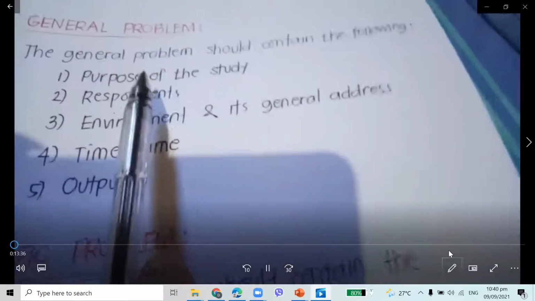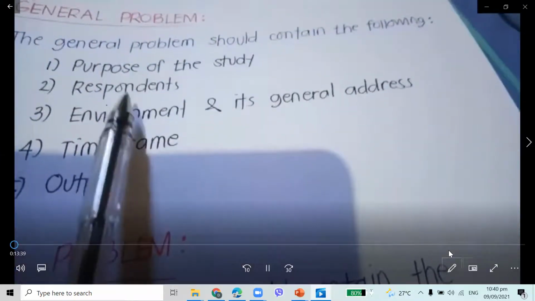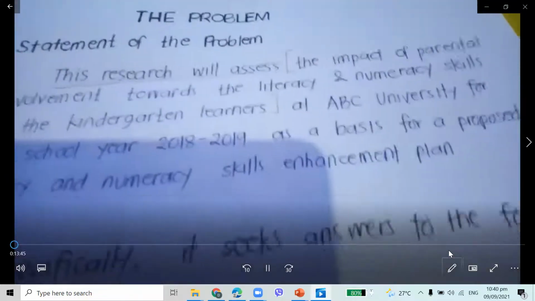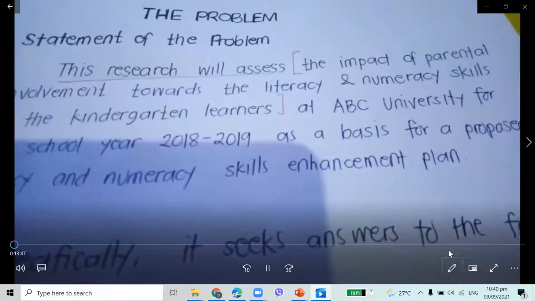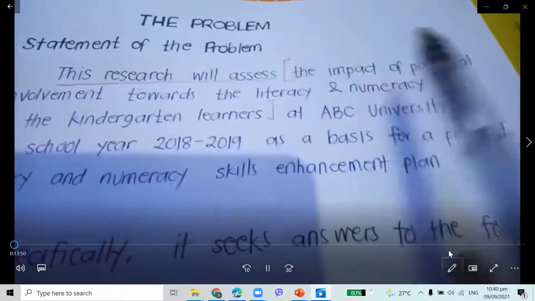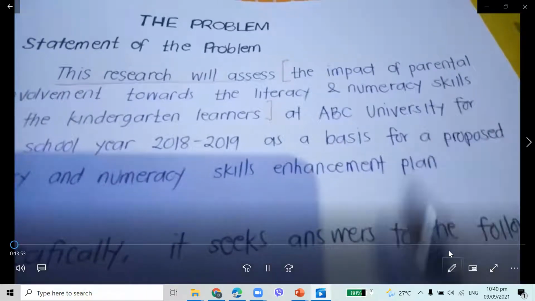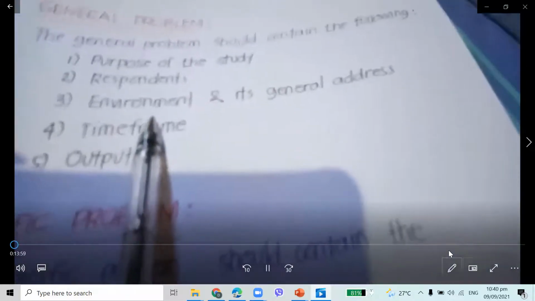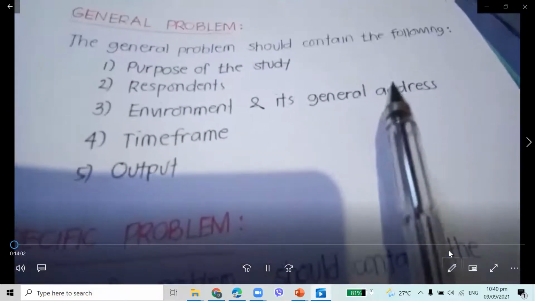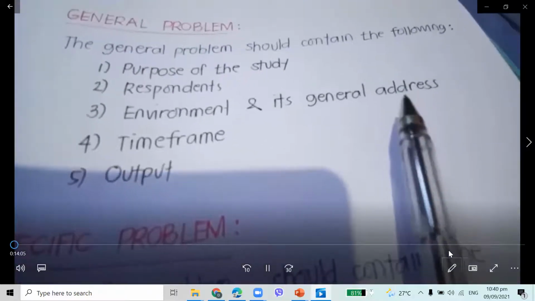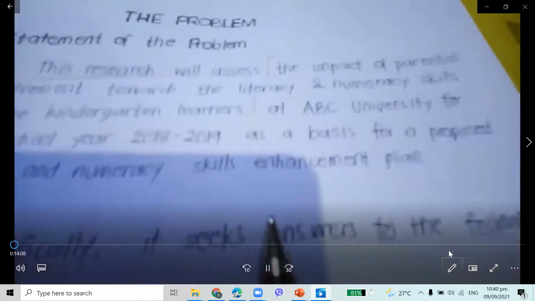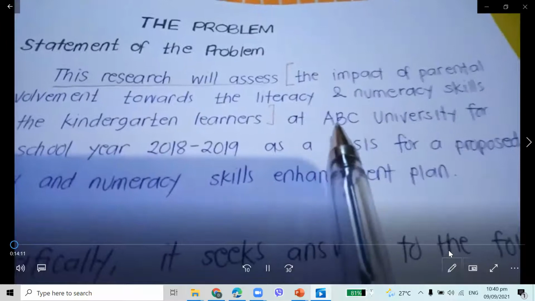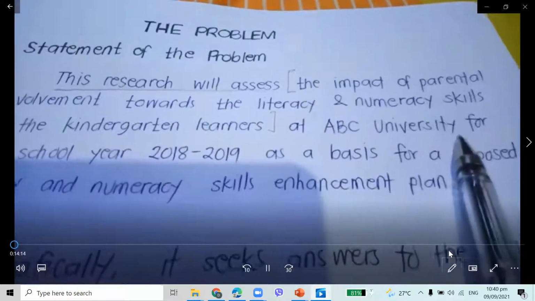And second, our general statement of the problem should contain the respondent. In this case, as you can notice, our respondents are the kindergarten learners and the parents as well, right? And third, it should also contain the environment and its general address. As you can see in our sample general statement of the problem, the environment and the general address is ABC University.